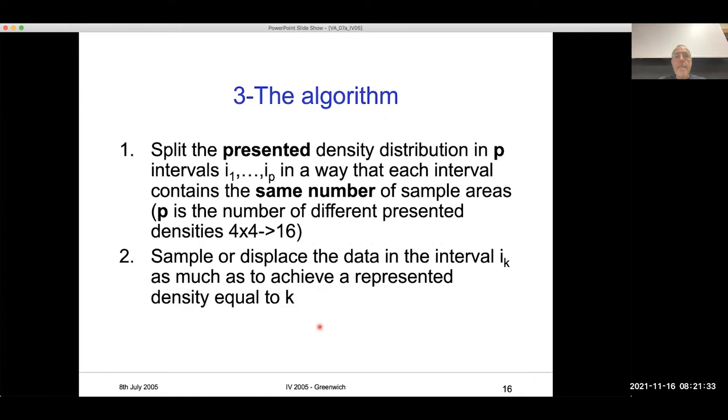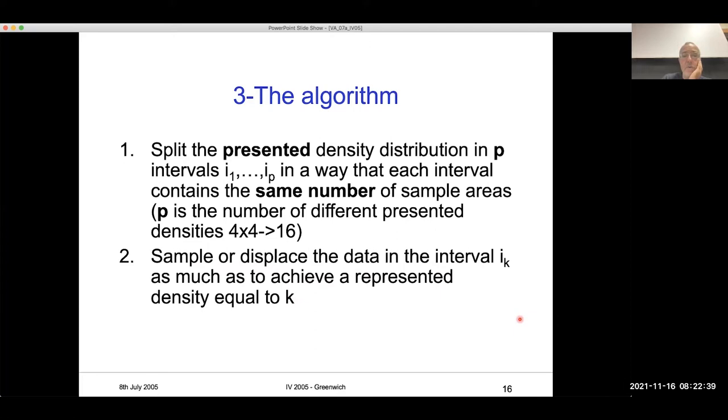What is the basic idea? It is to consider the range of densities that are available in the finite space of the pixels on the screen. If we have a sample area, just for the example, 4x4, we have 16 possible different densities. This is 0, 1, 2, till 15. And we try to modify the distribution of the data in a way that each density has the same number of sample areas. We should have a flat distribution. In this way, we will present the user with the highest number of differences, altering the intensity of the difference. So for each interval, for each value, we either sample or displace the data to represent this flat density curve. I'll show you with an example.